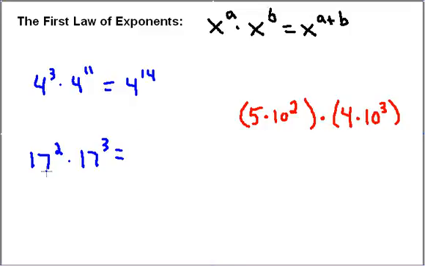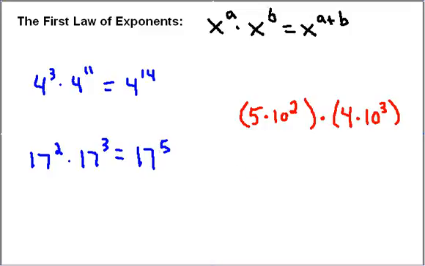Let's come down here and take a look at our number 17. We have a separate problem here. 17 to the second times 17 to the third. Do we have the same base? Yes, we do. 17 is our base here, and 17 is our base here. Using our first law of exponents then, our answer is also going to have a base of 17, but the exponent is going to be the exponents used over here added together. 2 plus 3 is going to be 5. So 17 to the second times 17 to the third is going to be 17 to the 2 plus 3, which is the same thing as 17 to the fifth.